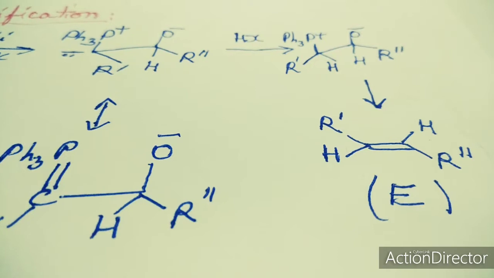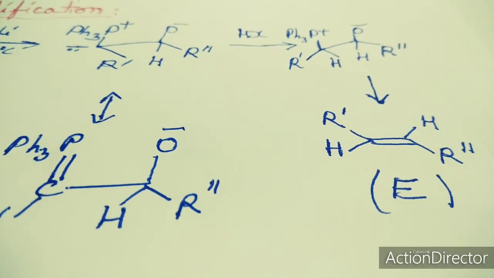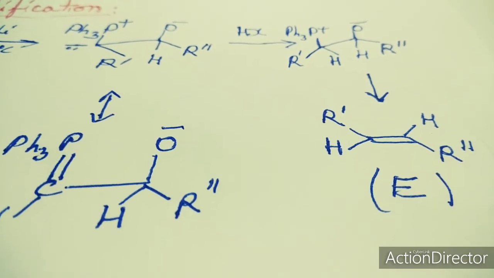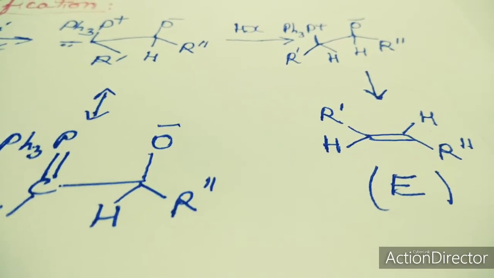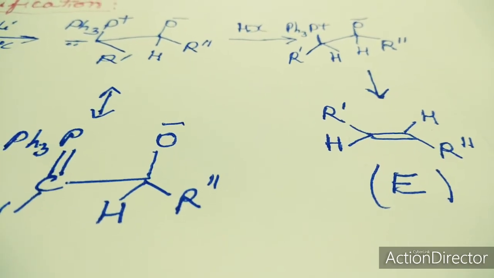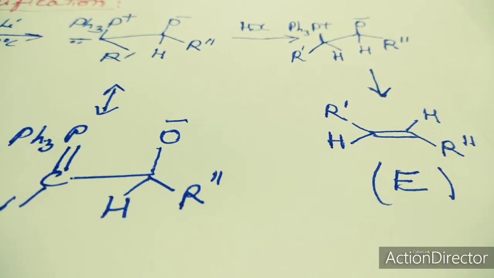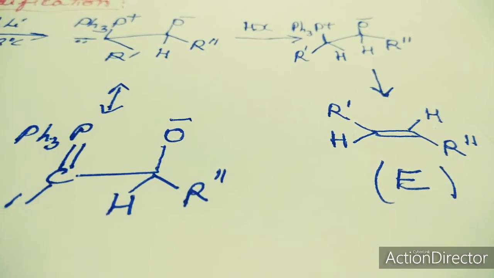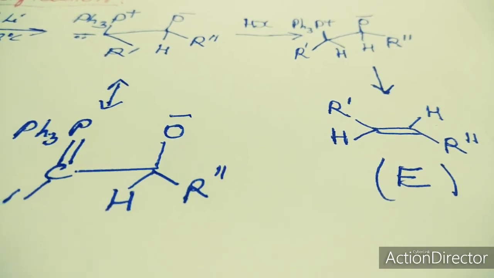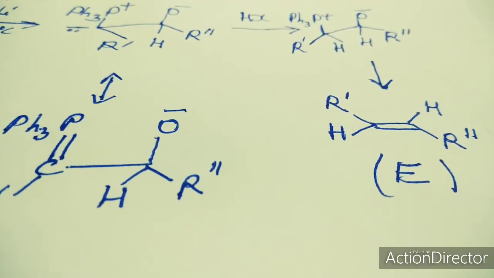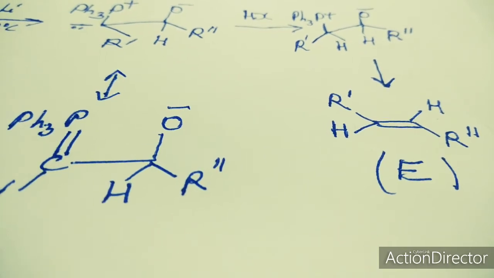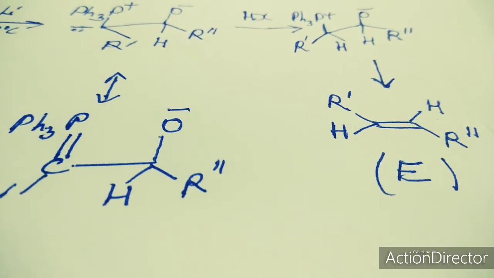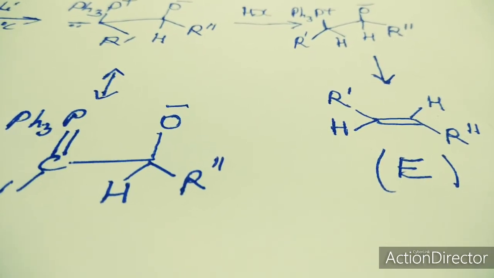That is, no matter what, whether the halide is stabilized or not stabilized, in both cases, in the presence of a salt, we will get an E form. So if we require a Z form, one should be using R equal to an alkyl, that is, it's not stabilized, and it should be devoid of salt, that it should be salt free. Then we will get Z, otherwise we will get E always, whether the halide is stabilized or not stabilized.